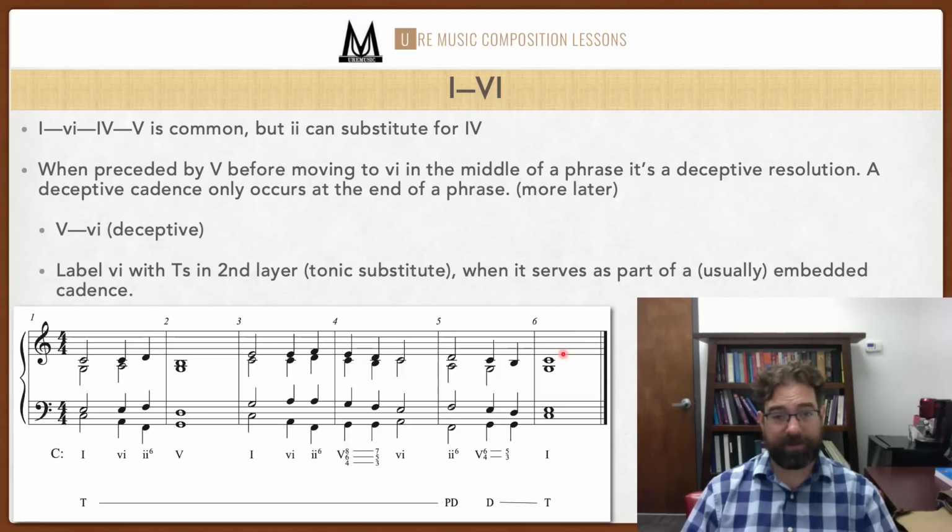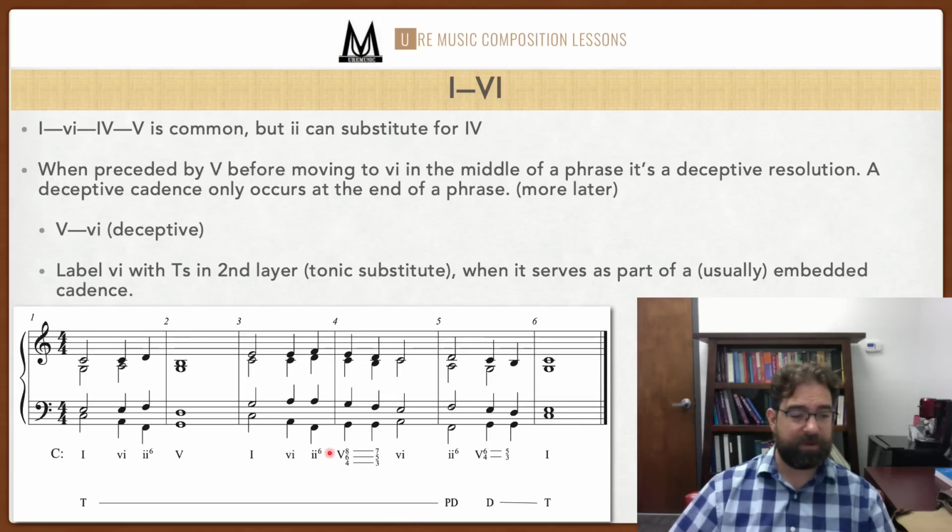We'll talk more about this later when we actually talk about deceptive cadences, but it kind of fits in with our discussion of the 1 and the 6 chord movement right now. Just know that if you don't see a 1/6, maybe you see a 5/6, it's typically going to be called a deceptive resolution or a deceptive cadence. So you label your 6 with the tonic substitute in the second layer.